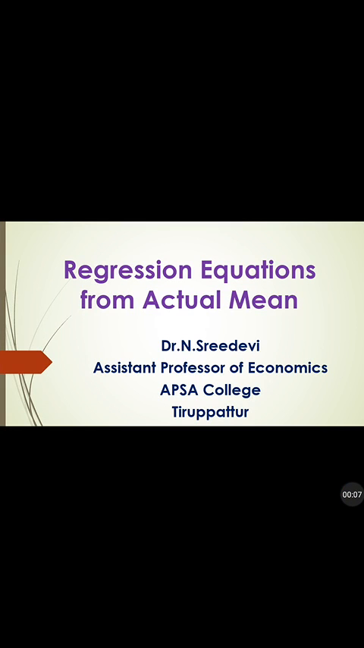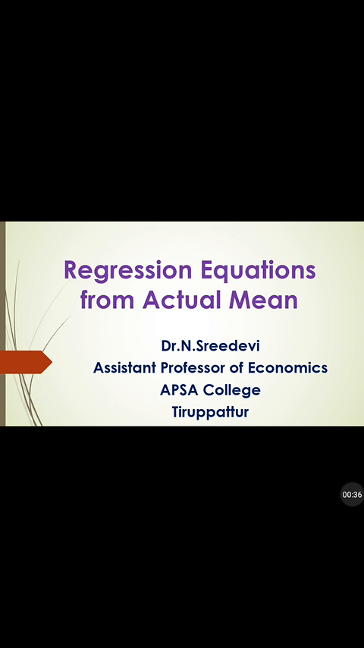So today we are going to start the next unit, that is regression equations. In the first model we are going to see the regression equations from actual mean. Already we have seen how to calculate mean. So what is mean? X bar is equal to summation x by n. So here we are going to calculate the regression from actual mean.